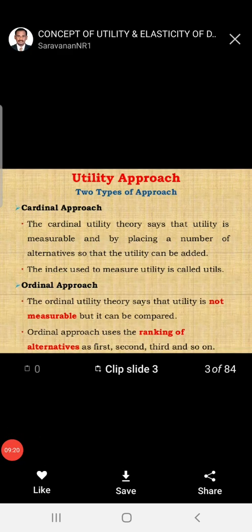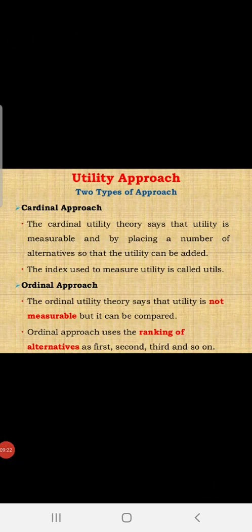and utility is a cardinal measurement because here Dr. Alfred Marshall assumed that it is an assumption actually, guys. For proving some theories in economics, it is an assumption.